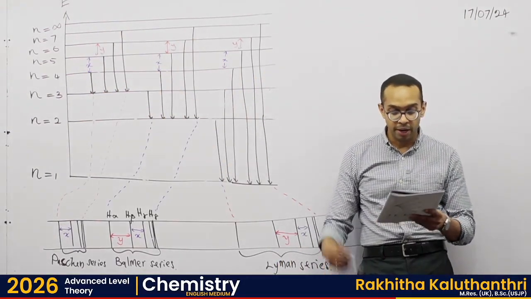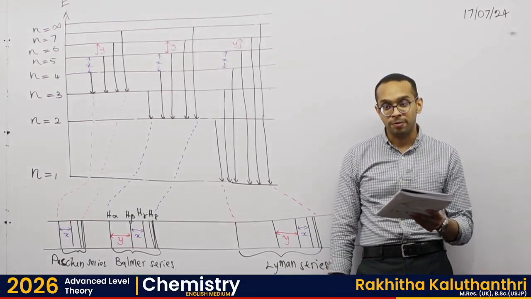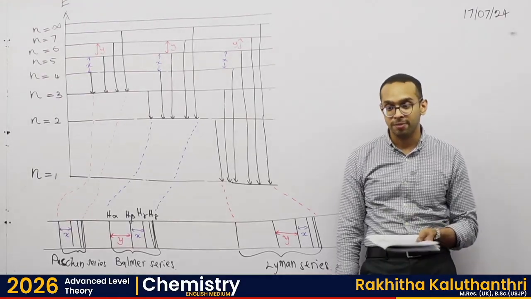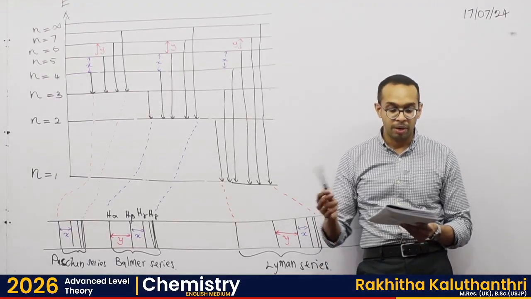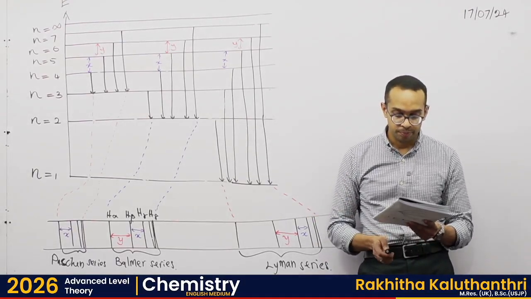Brackett from higher to fourth, and then Pfund from higher to fifth, right? So those are things that you should remember. Paschen, Brackett, Pfund. That is the order. Lyman, Balmer, Paschen, Brackett, Pfund, right?